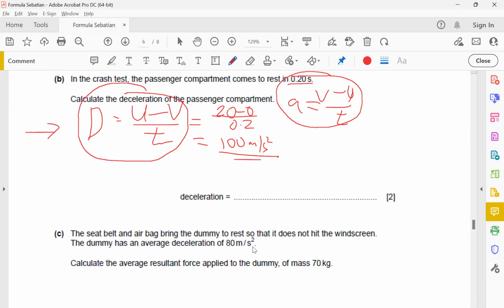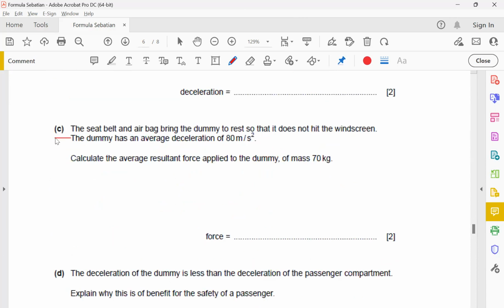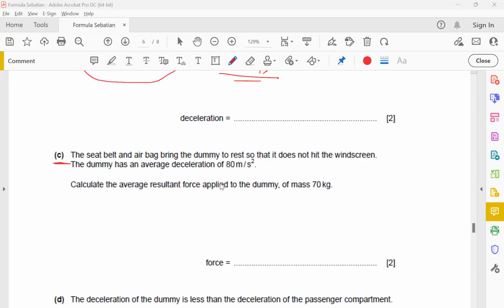Next question. Do you do this, Junior? No. Good. Tell me what should I do? Evan, look at this question right now. The seat belt and airbag brings the dummy to rest so that it does not hit the windscreen. The dummy has an average deceleration of 80 meters per second square. Calculate the average resultant force provided the mass is this. What formula should I use?